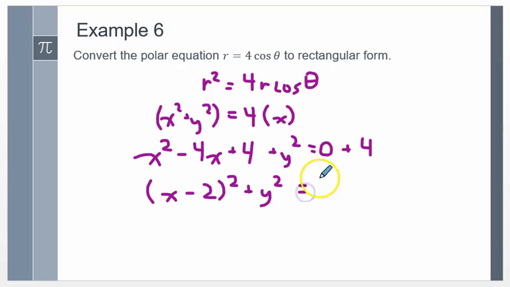So this equals 4. This will hopefully seem familiar to you guys. This is back in that circle form that we studied earlier in the year, where we have x minus a number squared, y plus or minus a number squared, and then this over here would be the radius squared. So we've written the rectangular equation form of a circle.